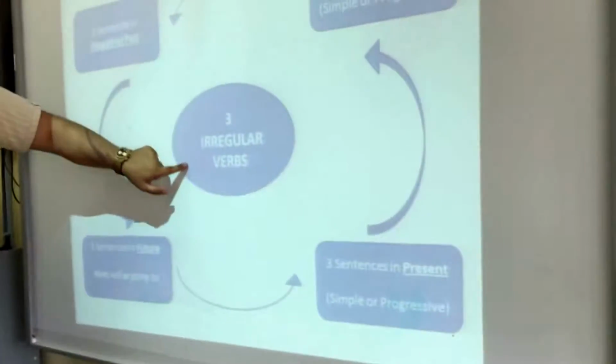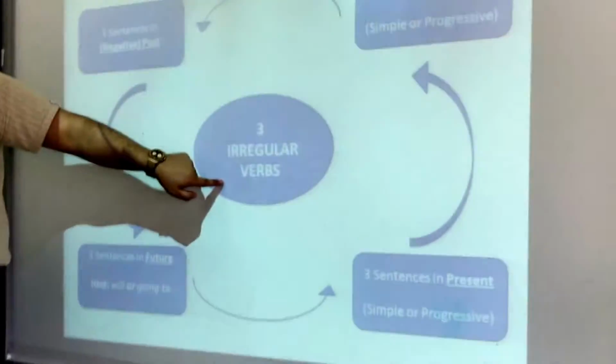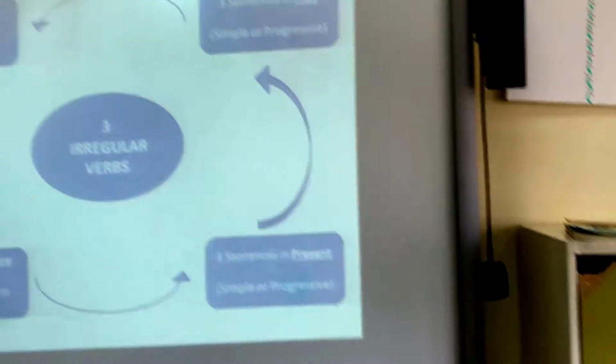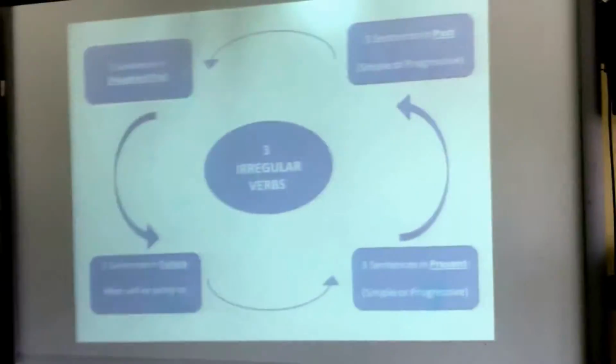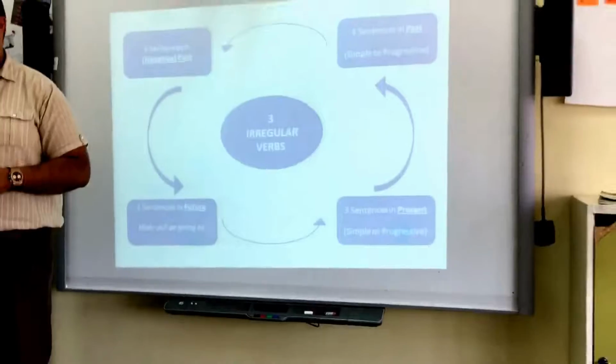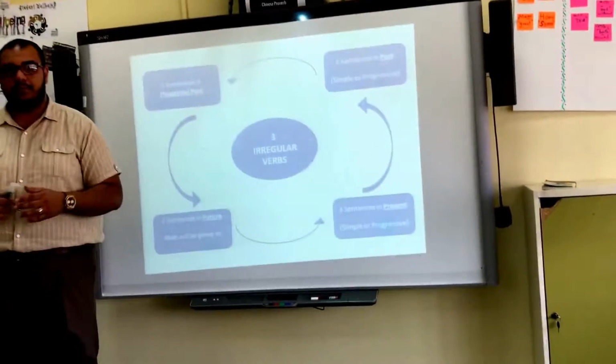So, how many verbs do we have here? Three. What kind of verbs? Irregular. The activity goes like this. In the middle, we pick three irregular verbs, and make sure that the verbs you choose do not end in D or ED in their past, because it's an irregular one.